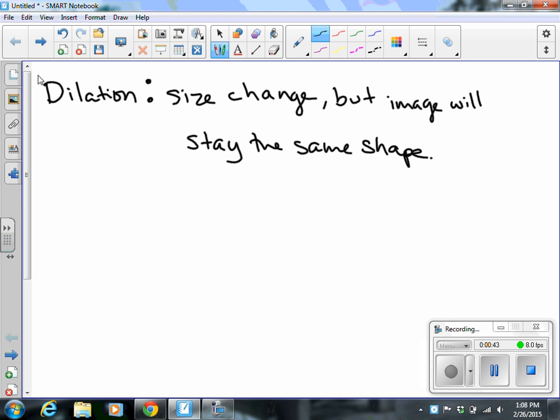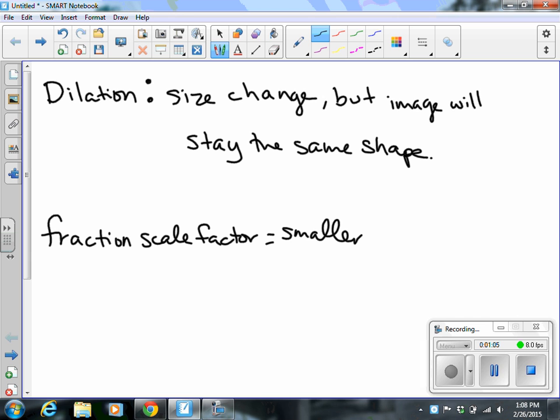So you're going to have a scale factor. The scale factor is going to determine whether you're getting bigger or smaller. For instance, anything with a fraction means that you're getting smaller. Anything that is larger than the fraction, you're getting bigger.